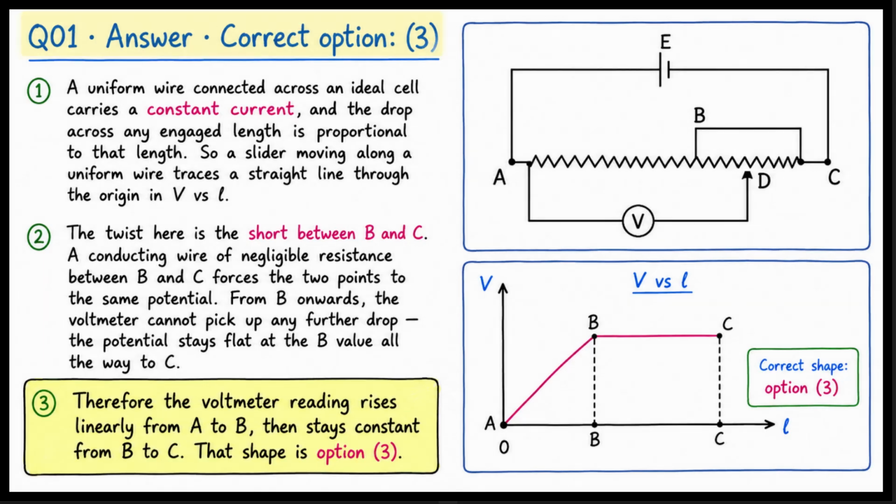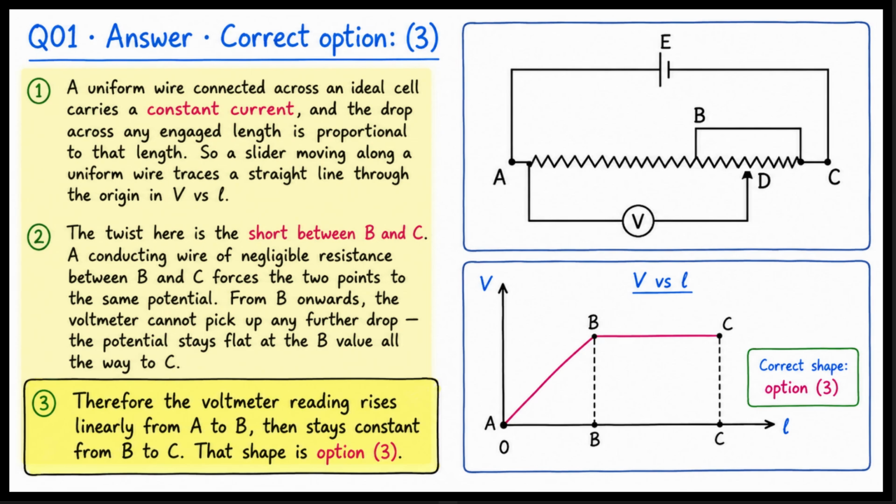And the answer is option 3. Here's the reasoning. A uniform wire connected across an ideal cell carries a constant current, and the drop across any engaged length is proportional to that length. So a slider moving along a uniform wire traces a straight line through the origin in V versus L.